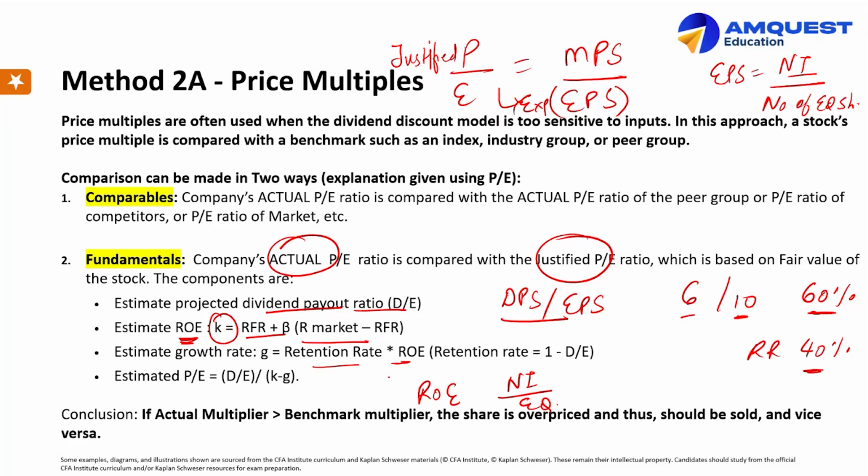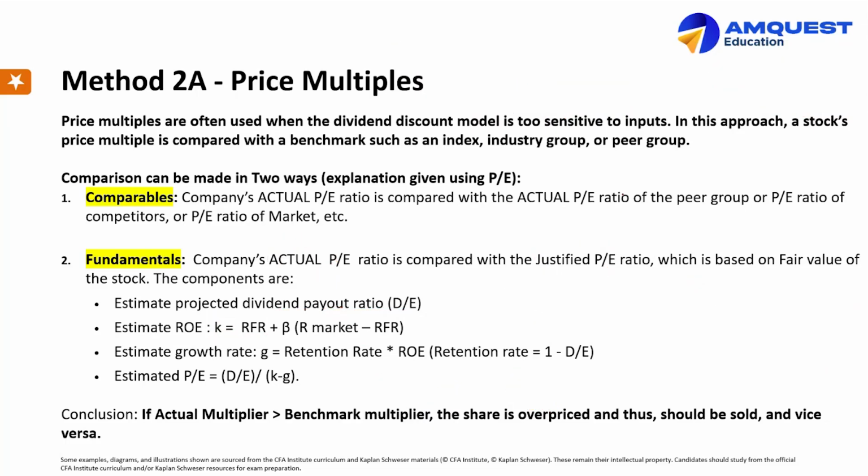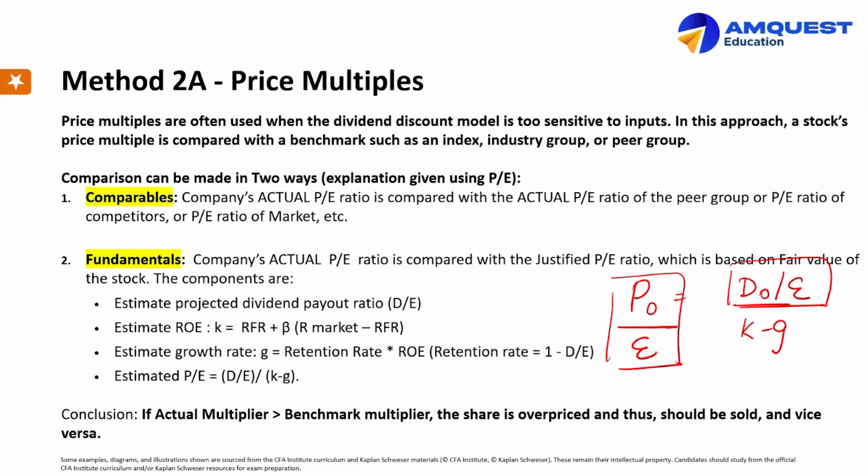And now the last formula. So P0 was equal to D0 divided by K minus G. I can divide both the sides by E. So this becomes my PE ratio. This becomes my dividend payout, and then it is K minus G. So this is an important formula. Initial formula is P0 is equal to D1 divided by K minus G. Sorry, this is D1.